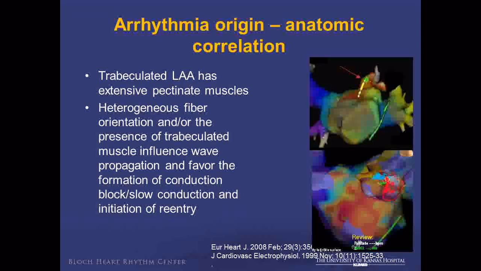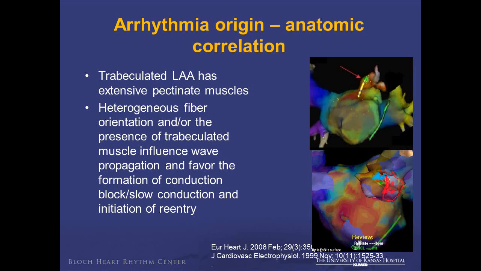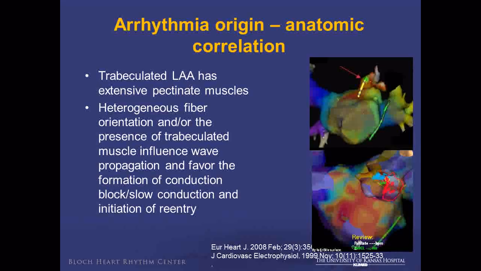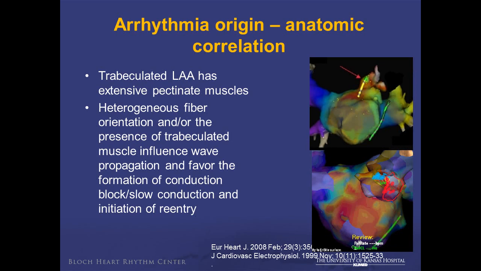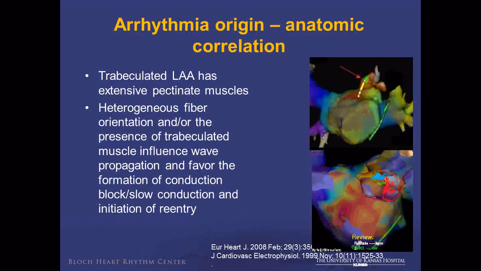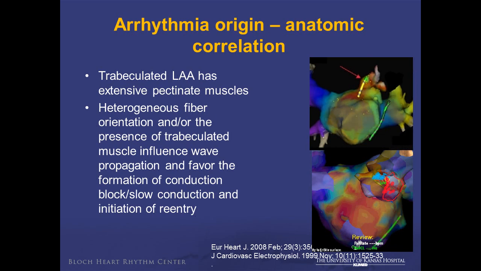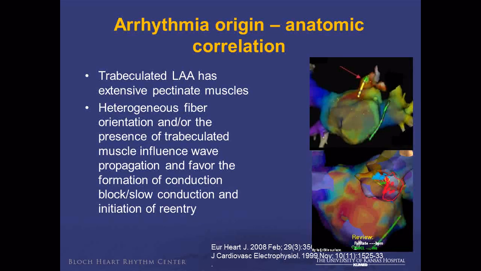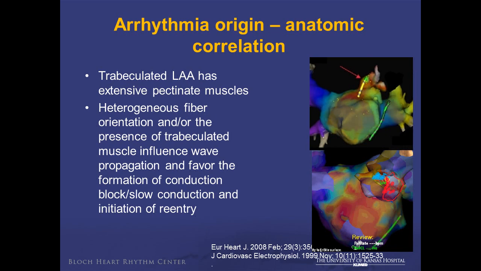If you look at the arrhythmia origin and the anatomic correlation of the left atrial appendage, why are these appendages arrhythmogenic? We know that they are trabeculated and have extensive pectinate muscles. The varied arrangement of the muscle fibers creates enough heterogeneity and conduction abnormalities, causing a lot of reentry. Some of the automatic activity and triggered focal activity that comes from the left atrial appendages is probably related to the arrhythmogenicity that you typically see in pulmonary veins as well.